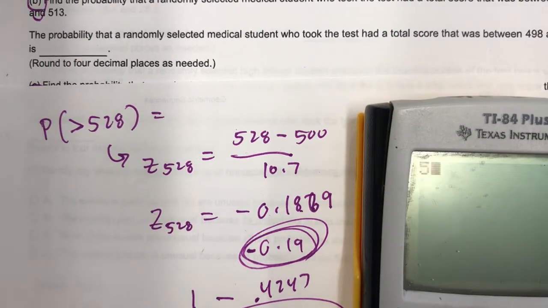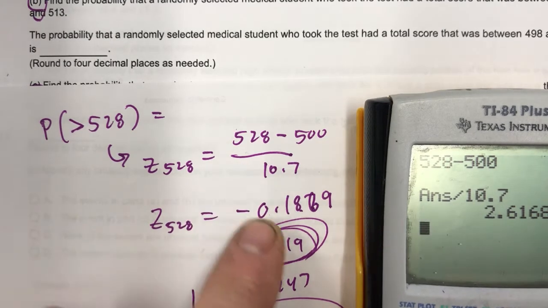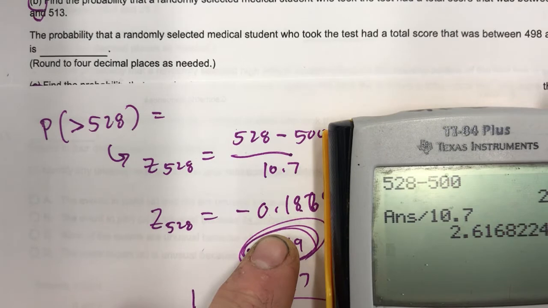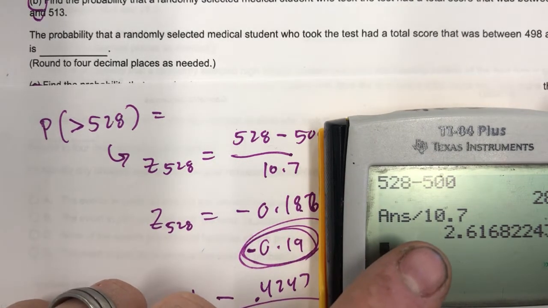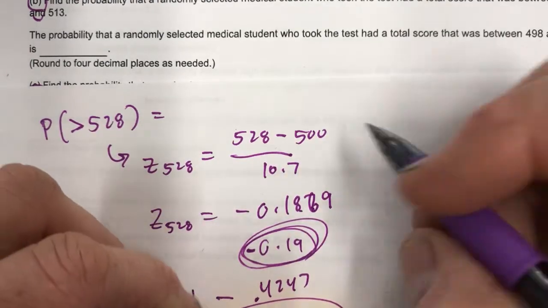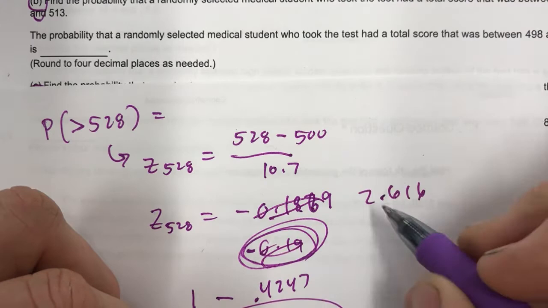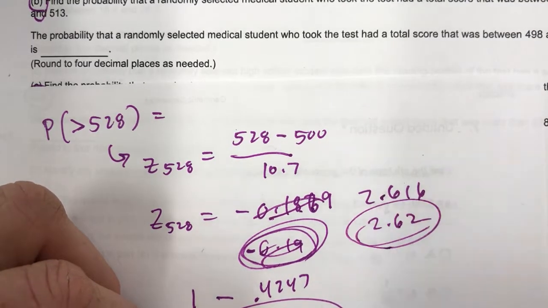All right, let me do this again. 528 minus 500, and then divide by 10.7. Yeah, I hit something wrong there. So 0.2616. See, I did it right this time. So this would be 2.616. So I look up this z-score, which would be 2.62.